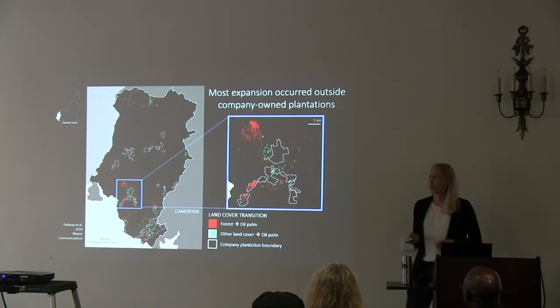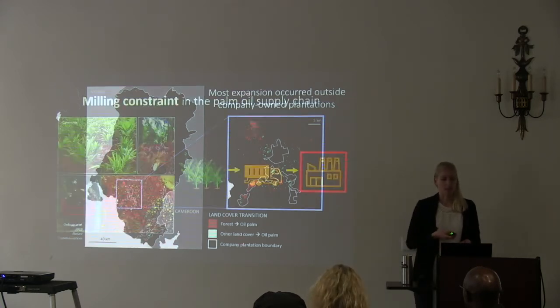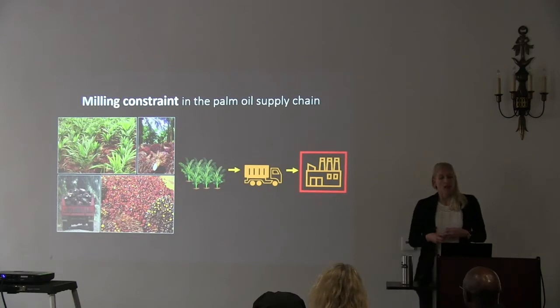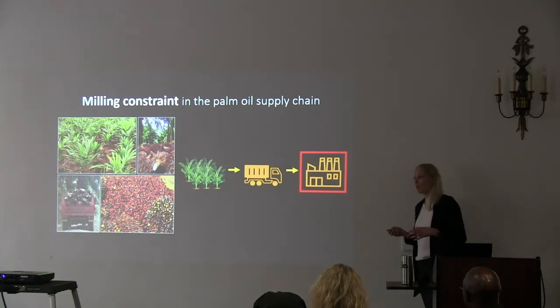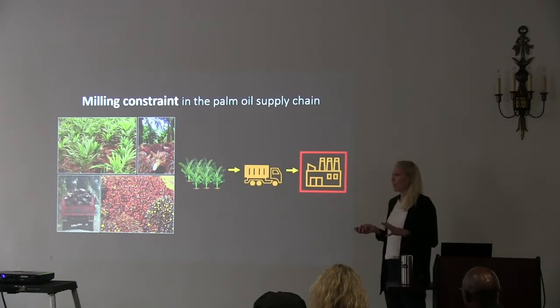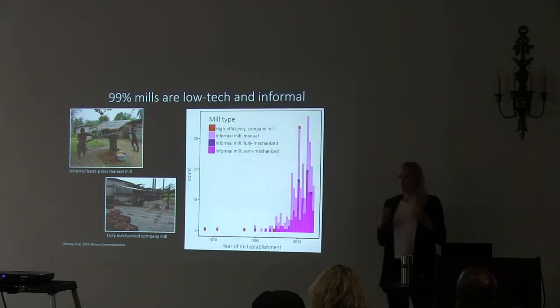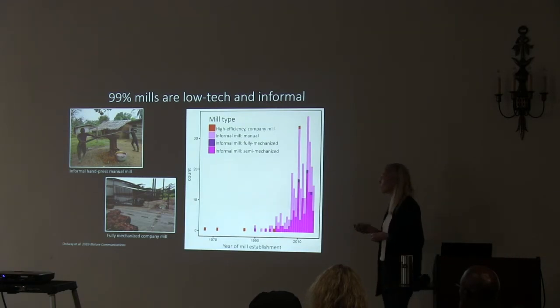And I was really interested in what factors are contributing to this expansion outside company plantations. And I talked to you earlier about this milling constraint. So we mapped all the mills across southwest Cameroon and found that of about 500 mills that we geo-referenced, only 5 of them were company mills, and the rest were really small-scale, poorly mechanized mills, typically informal, so not really regulated.